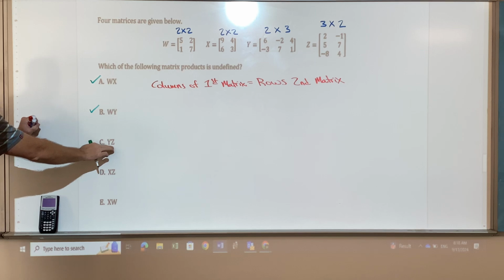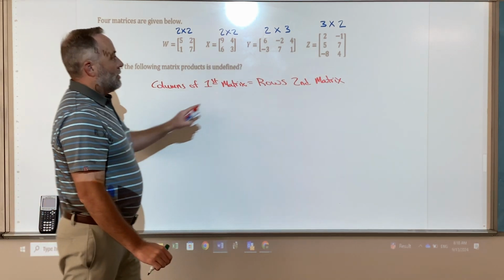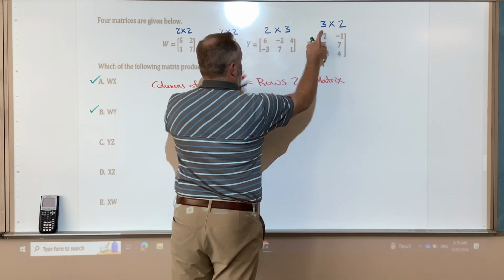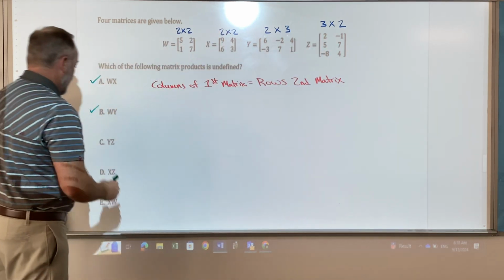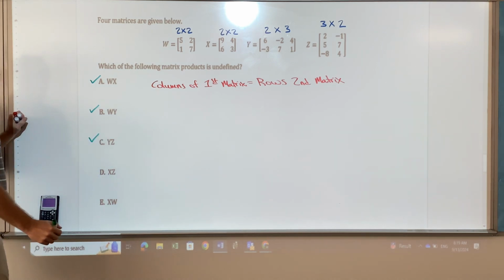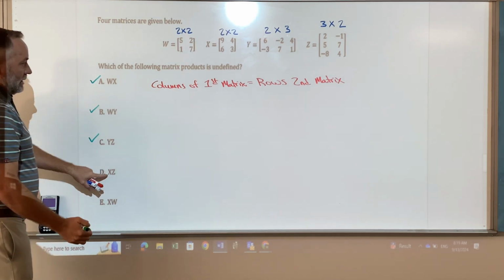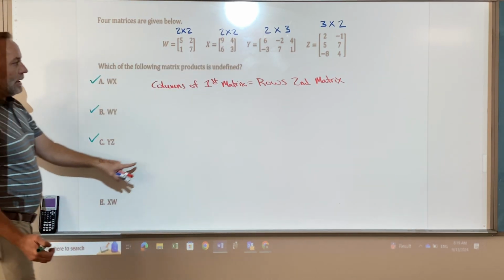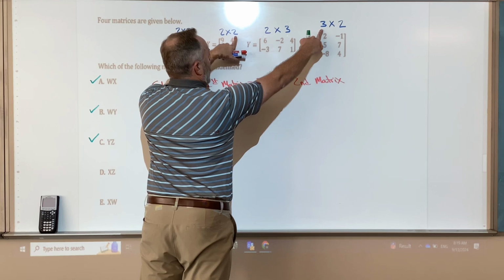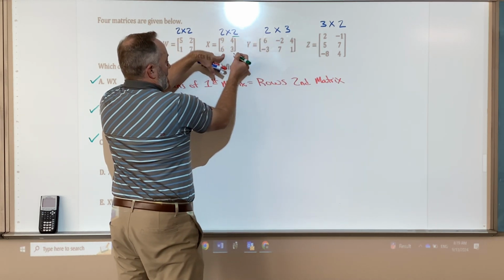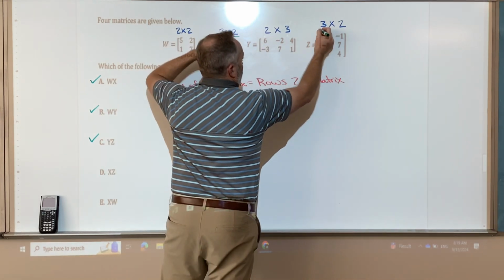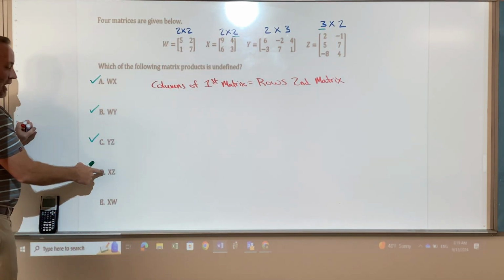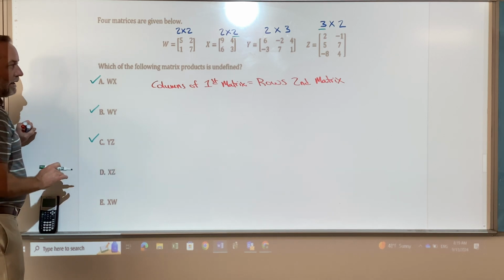Okay, let's check out Y times Z. So Y is listed first. So we want the columns of Y. Does it match the rows of Z? This is a 3, that's a 3. It matches. We can do that product. Okay, D. X is listed first, so the columns of X is 2. Z is listed second, and the rows of Z is 3. So right there, the columns of X is not equal to the rows in Z. So this product can't happen. So that looks like our answer.